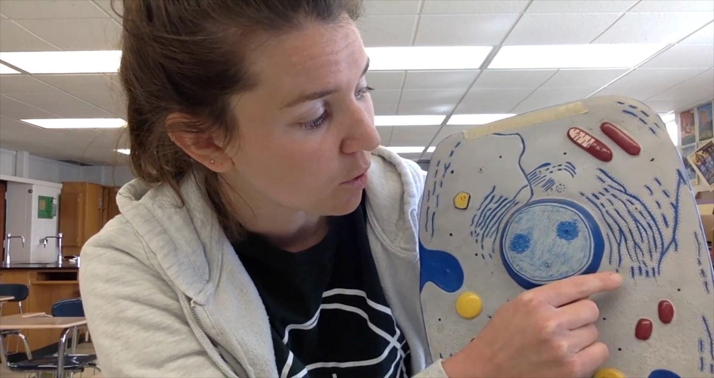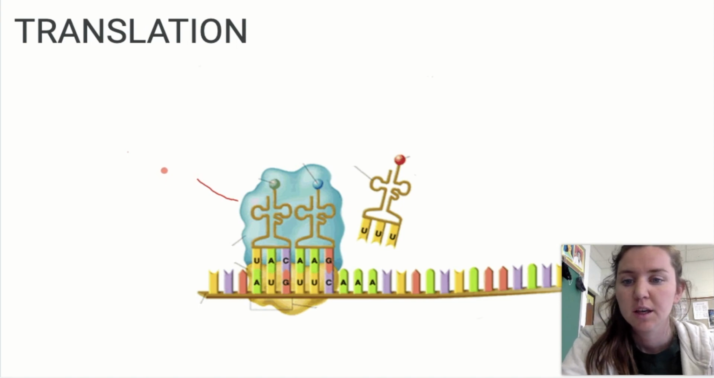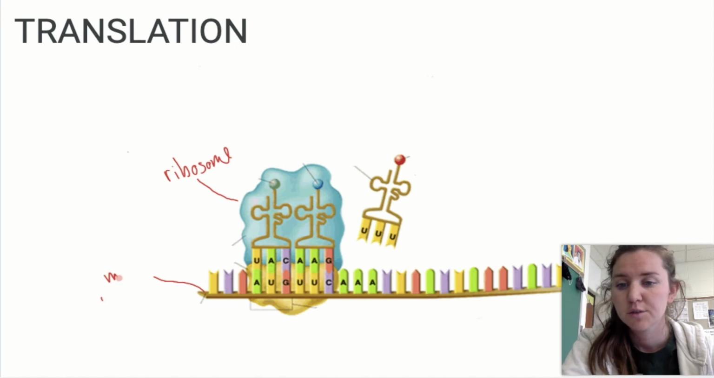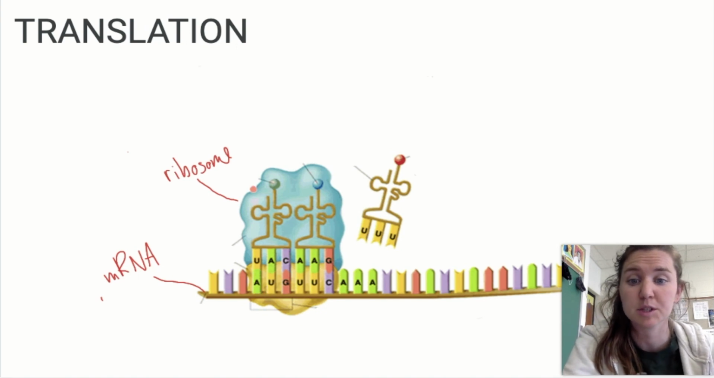Translation happens in the ribosome. Ribosomes can either be out here in the cytoplasm or attached to the endoplasmic reticulum. This blue and yellow structure here is the ribosome. Our mRNA strand, which is what this is representing, has traveled here from the nucleus. It is at the ribosome now, and it can be read by the ribosome to make a protein. So how does that happen?